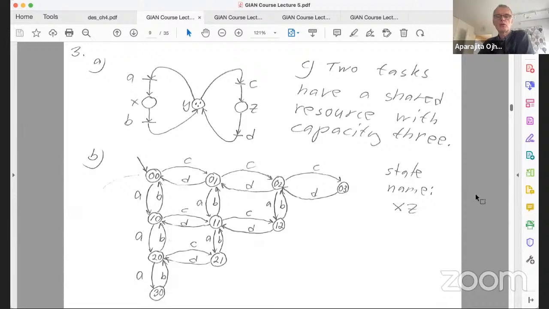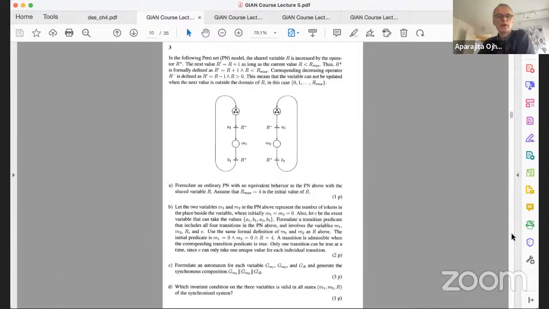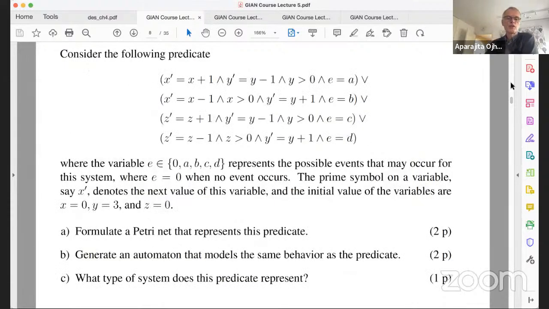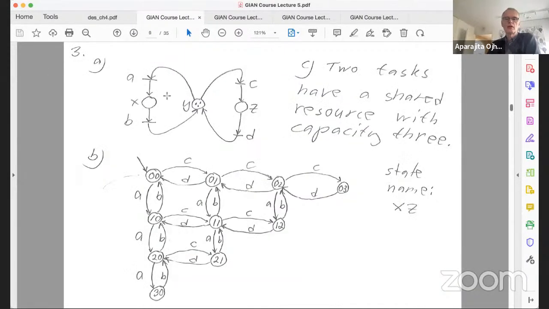And then the question is also, let's see here. What type of system does this predicate represent? Yeah, I mean, it's 2 tasks that have a shared resource with capacity 3.